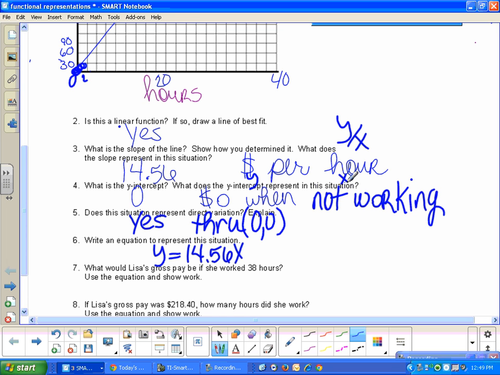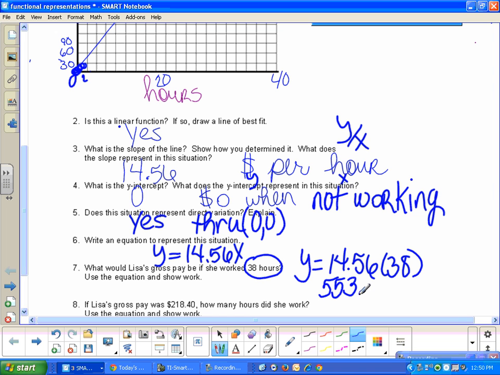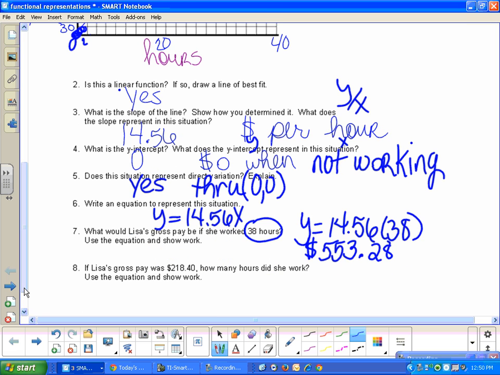So using that equation, what would her salary be if she worked 38 hours? Is that x or y? It would be x, so this is 38 for x. Put this in and let's figure out what it is for 38 hours. 553.28. Since we already have this in y equals, you could look at your table in your calculator and find it, or you can plug it in here.